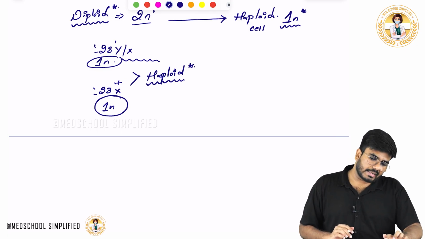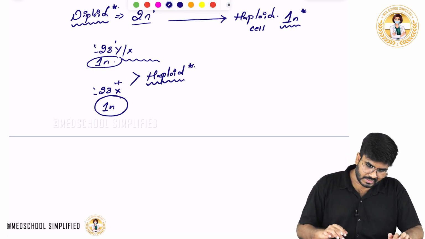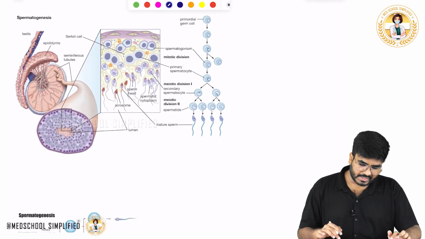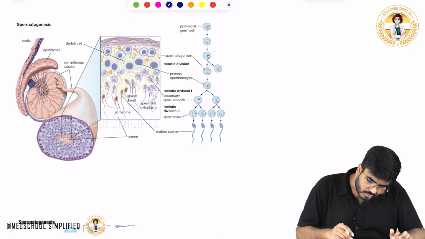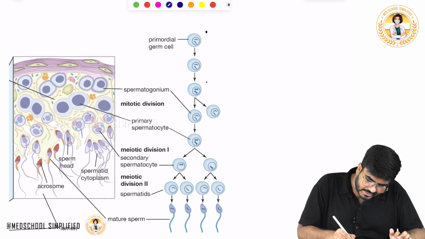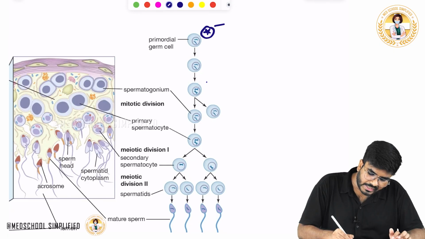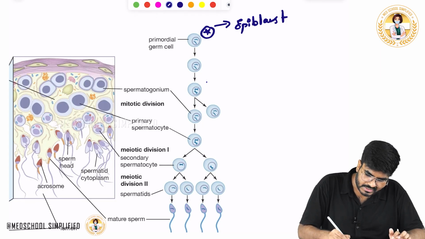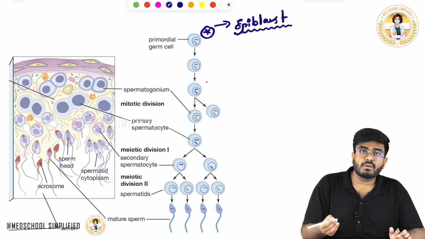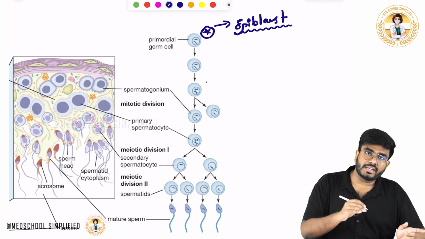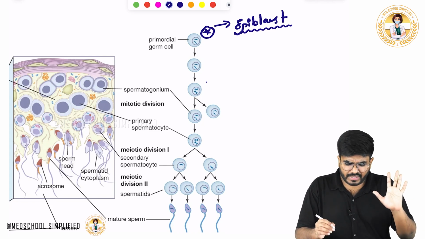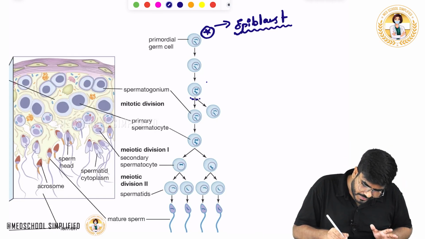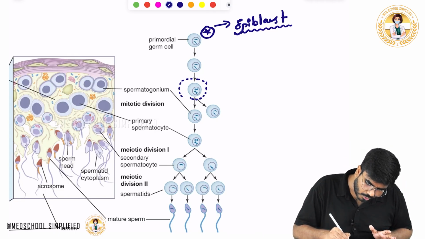Having said that, now let's begin with spermatogenesis. What are the things happening in spermatogenesis? The first cells are actually primordial germ cells, which are derived from the epiblast. These primordial germ cells migrate to the region called the genital ridge, which in the future is going to become the testis. So in the testis, there are these primitive cells called spermatogonia.